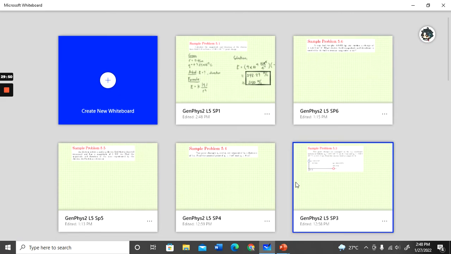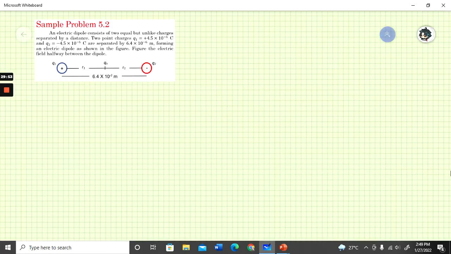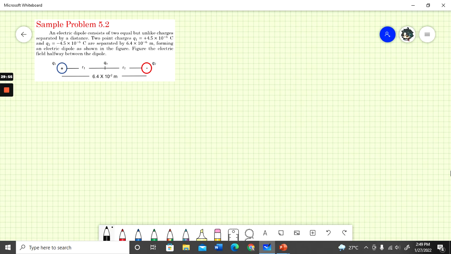Now let's move to our next sample problem. This time what we have is an electric dipole. An electric dipole consists of two equal but unlike charges separated by a distance. Two point charges, Q1 equals positive 4.5 times 10 raised to negative 6 coulombs, and Q2 equals negative 4.5 times 10 raised to negative 6 coulombs, are separated by 6.4 times 10 raised to negative 6 meters, forming an electric dipole as shown in the figure below.